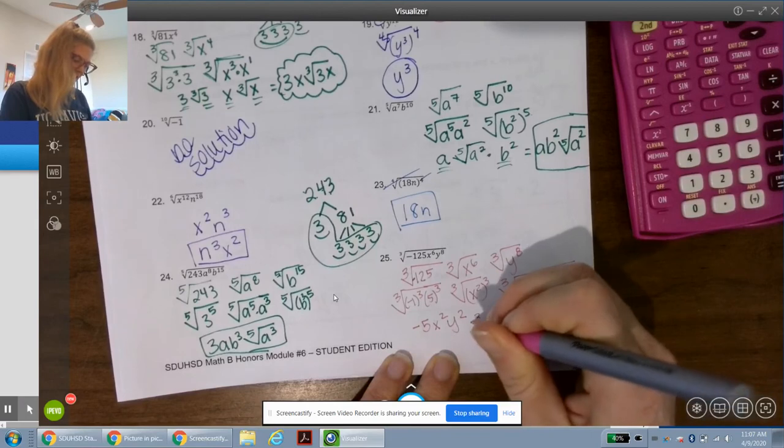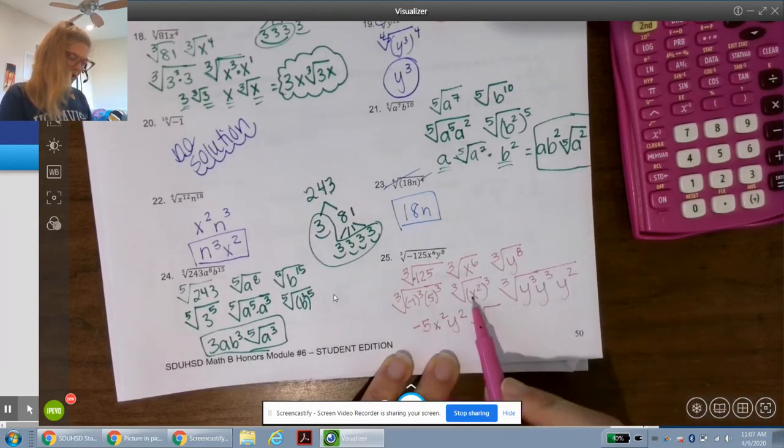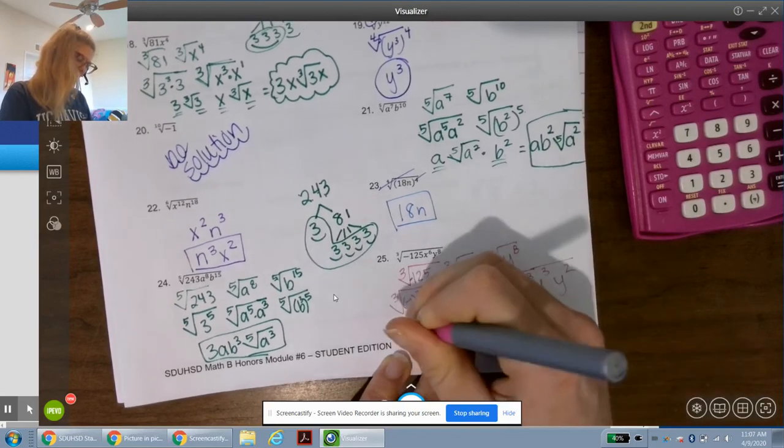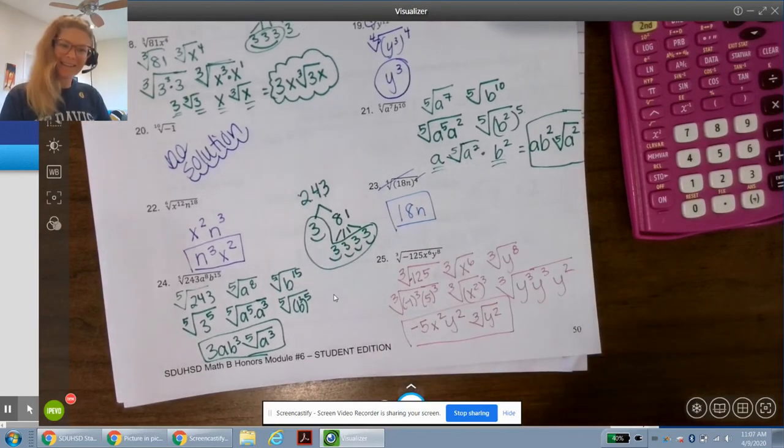And then what's left on the inside? I pulled everything out here. I pulled everything out here. Oh, y squared. So there is your final answer.